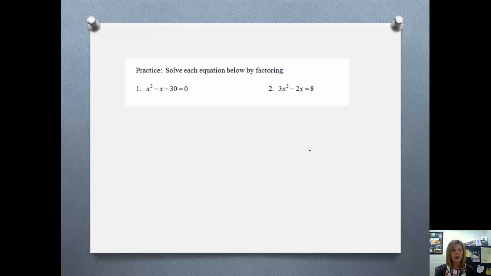All right, so let's go ahead and jump into an example. This first one says to solve each equation below by factoring. First of all, you'll notice it is a quadratic because of the squared, and it already equals 0, so we are set. The next thing we would like to do is factor it.